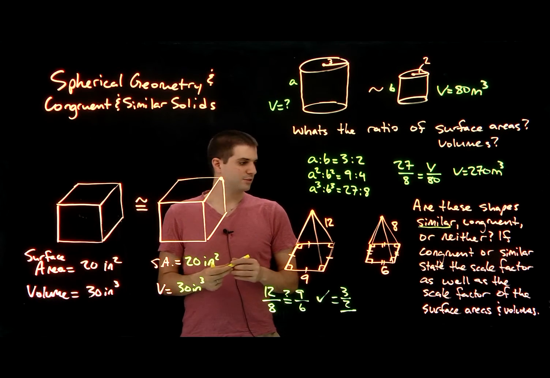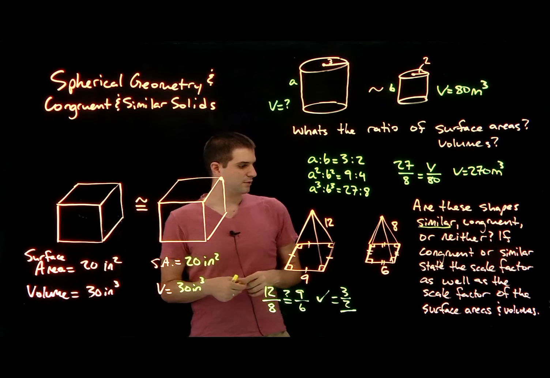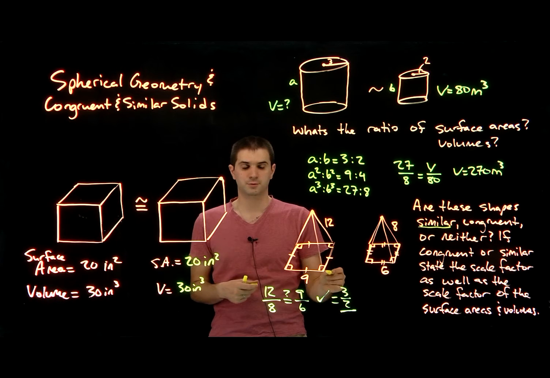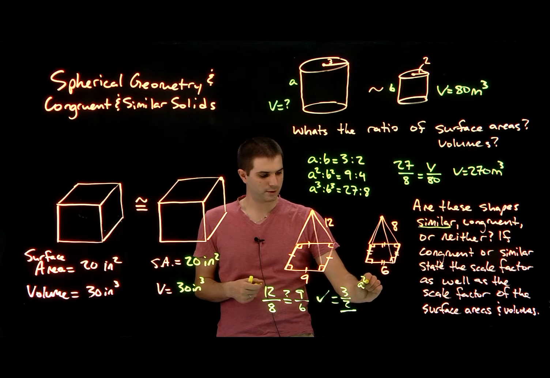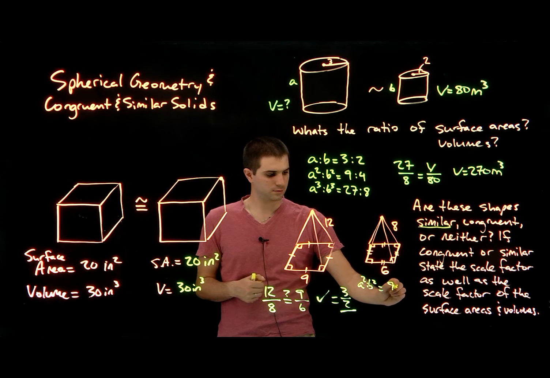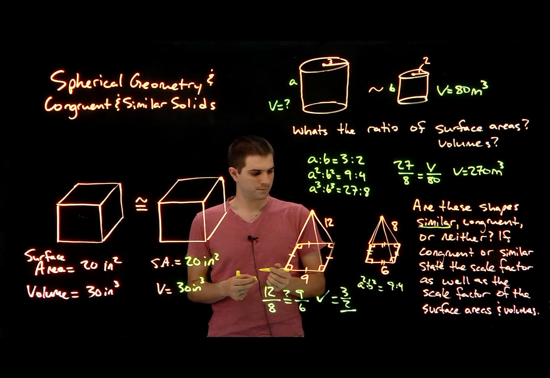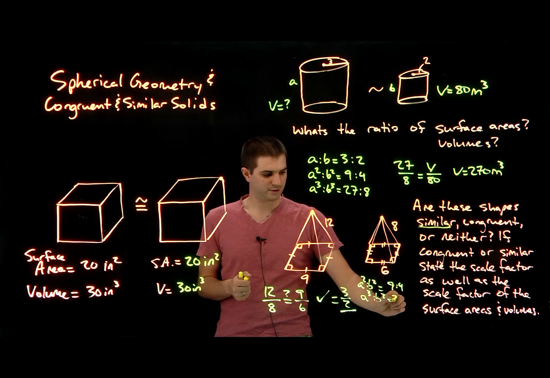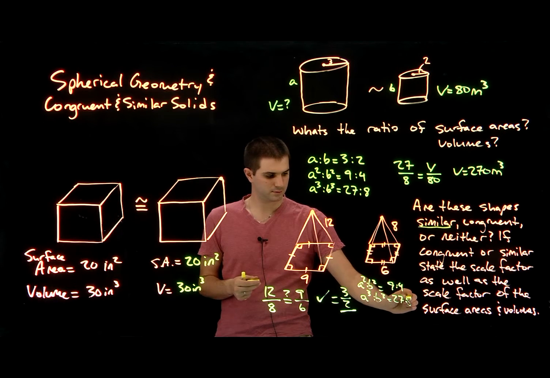All right, and question 3 says find the ratio of the surface area and volume. Well, we know if A to B is 3 to 2, then A squared to B squared equals 9 to 4. And again, A cubed to B cubed is 27 to 8. Let me write that a little clearer.